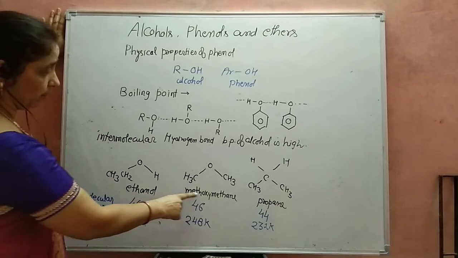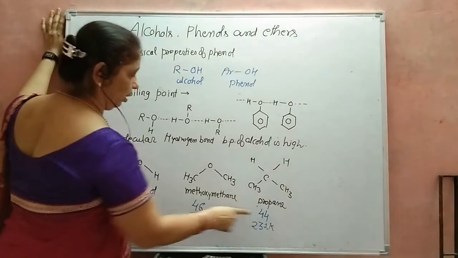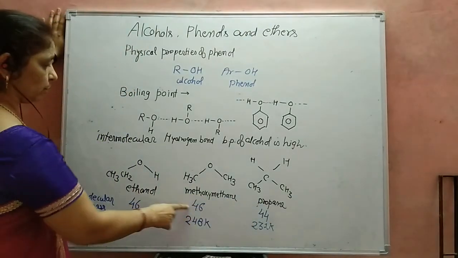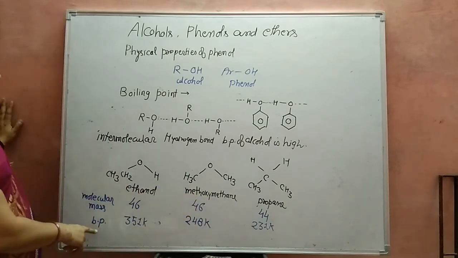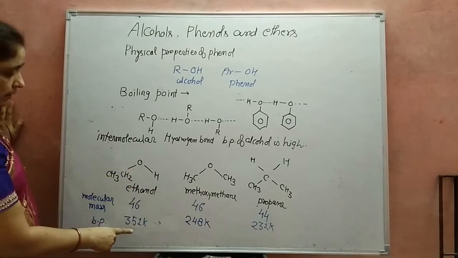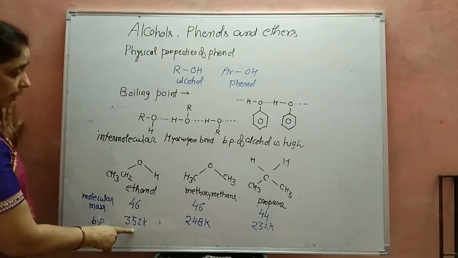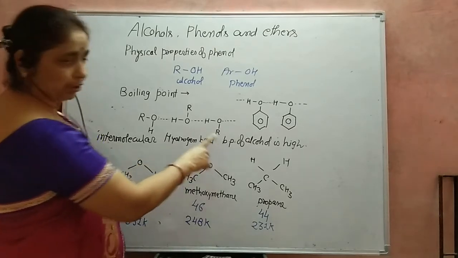Ethanol, methoxymethane, propane, all three have nearly equal molecular mass. But if we compare the boiling point, the ethanol has the highest boiling point because of the formation of intermolecular hydrogen bonding.